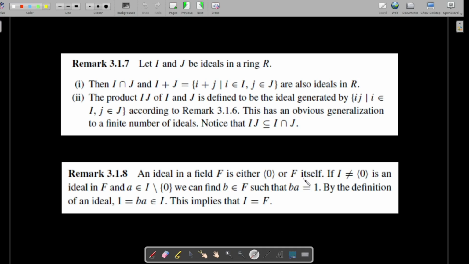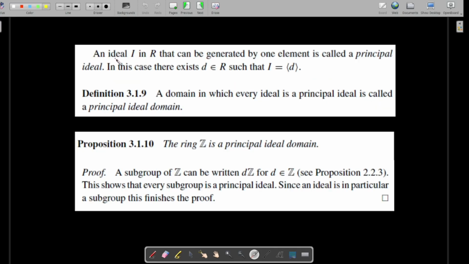any ideal in F is either the ideal generated by 0 or the whole field itself. Now another definition: an ideal I in R that can be generated by one element is called a principal ideal. In this case, there exists some d belonging to R such that I is generated by the single element d. So if an ideal in a ring is generated by a single element, it is called a principal ideal. And a domain in which every ideal is a principal ideal is called a principal ideal domain, PID. So a principal ideal domain means a domain in which every ideal is a principal ideal. That is, every ideal is generated by a single element.